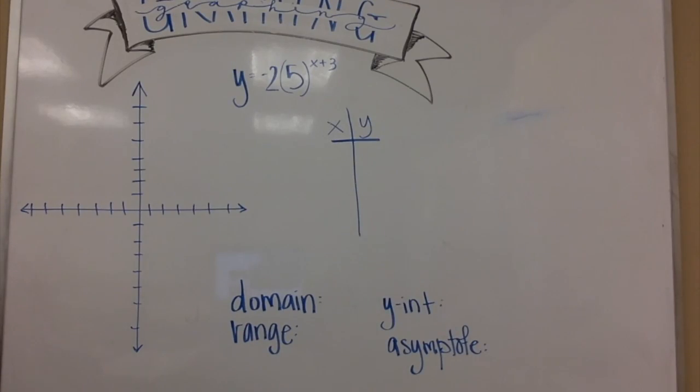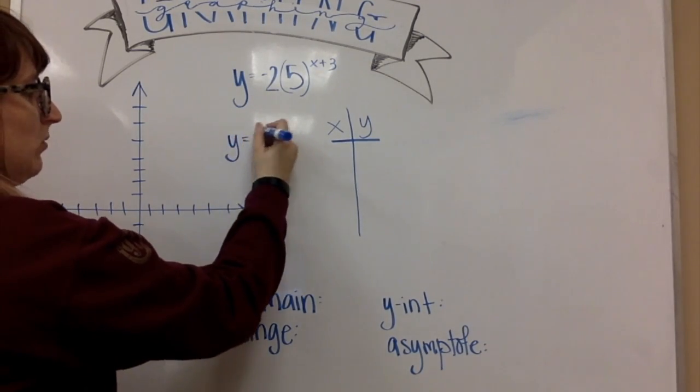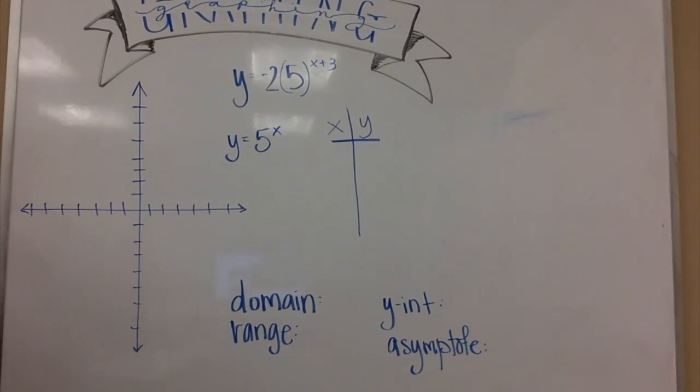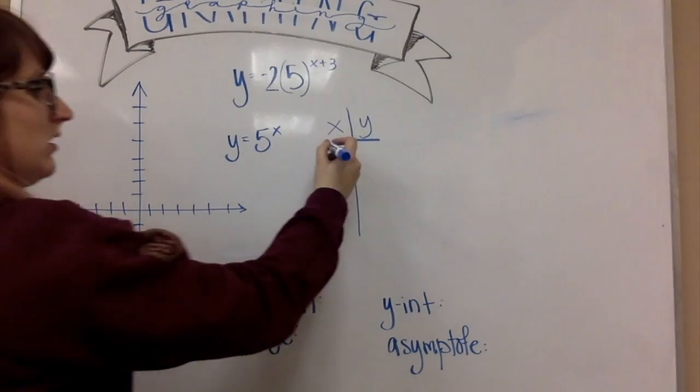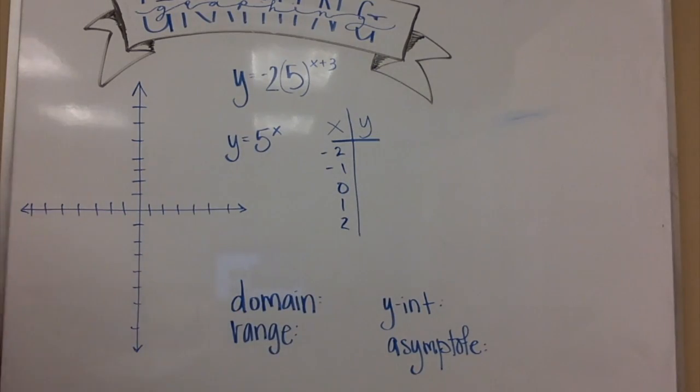All right, guys, so we're going to start by graphing an exponential equation. So the first thing that we want to do when we graph the exponential equation is we kind of want to graph its parent. So I'm going to make a table of values for the parent of this graph, which is going to be y equals 5 to the x. So I'm going to plug in values -2, -1, 0, 1, and 2 for x.